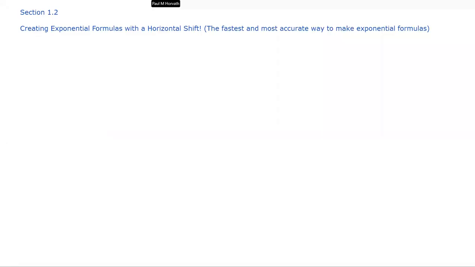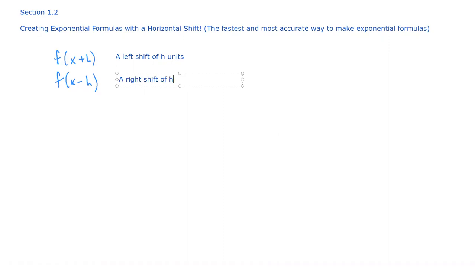Well, friends of mathematics, we're talking about calculus section 1.2, and I want to talk about how to make a formula for an exponential by using a horizontal shift. And I guess we should probably talk about this thing from section 1.3, that if I have f of x plus h, or f of x minus h, what we have here is a left shift of h units. And then for f of x minus h, we have a right shift of h units. And that's going to be important to us.